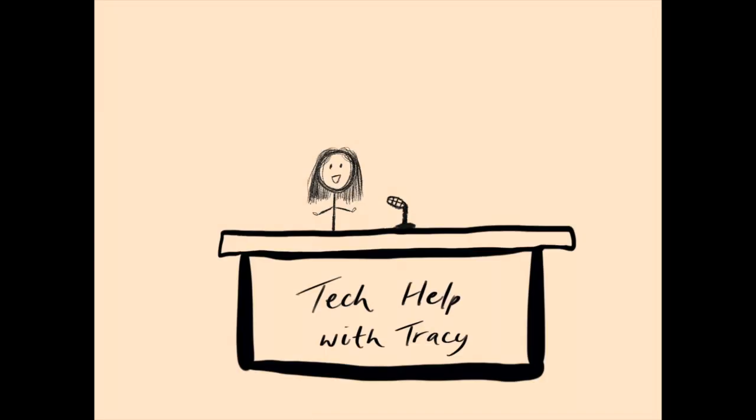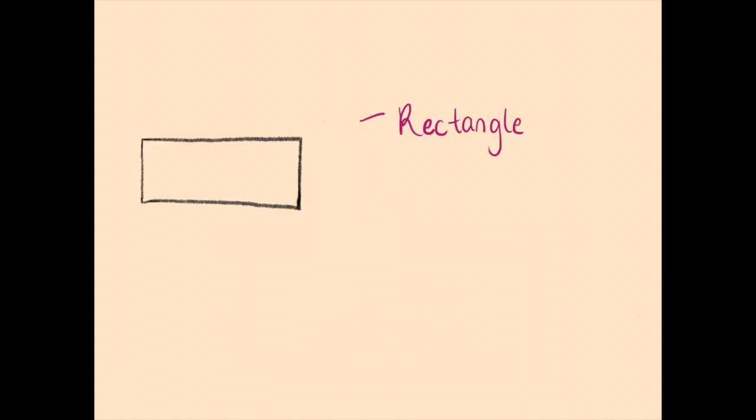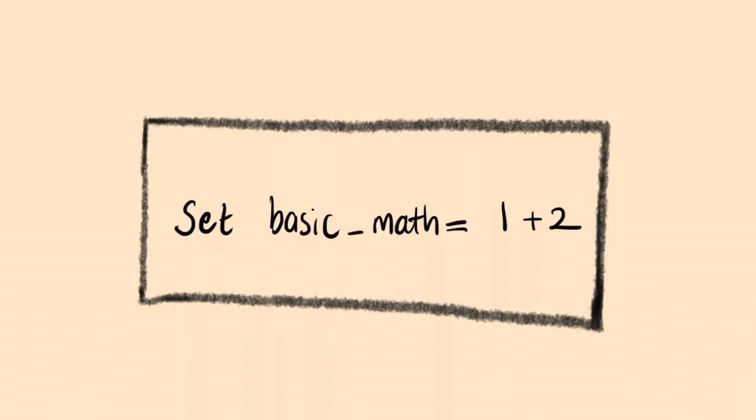So I'm sure at some point you're going to want to do some math in your programs. To do this, we're just going to use a simple rectangle to denote any mathematical operation. Here's my example right here. I've assigned my variable basic math to equal whatever 1 plus 2 is.